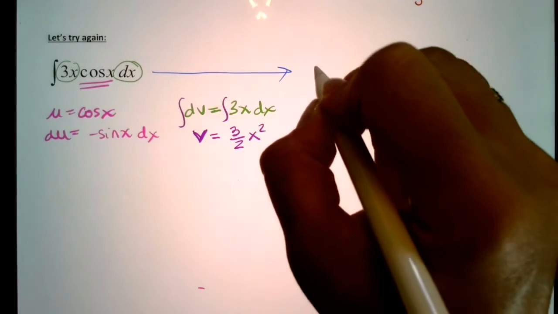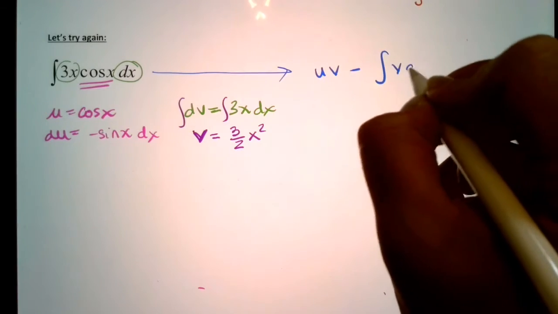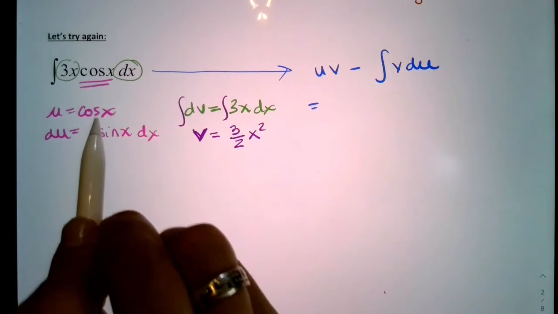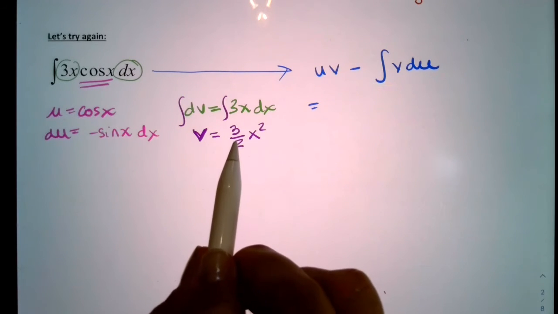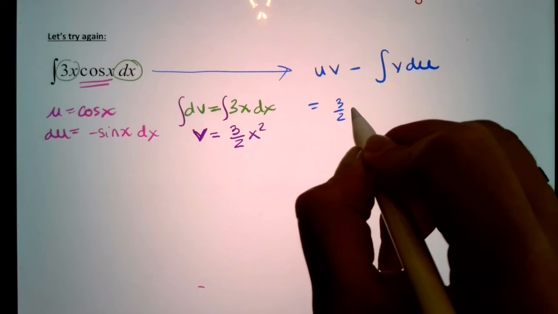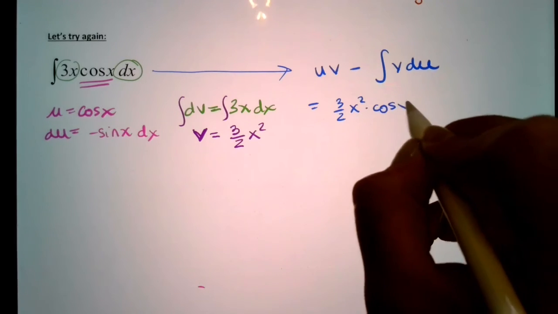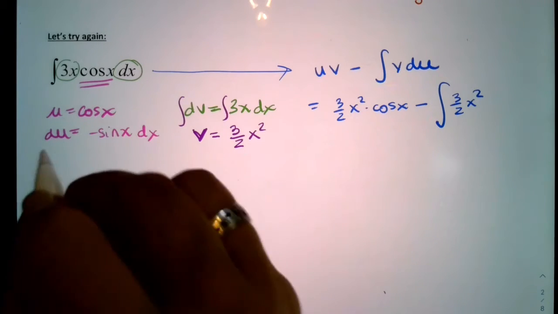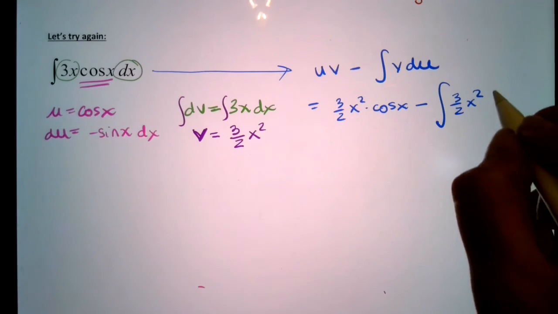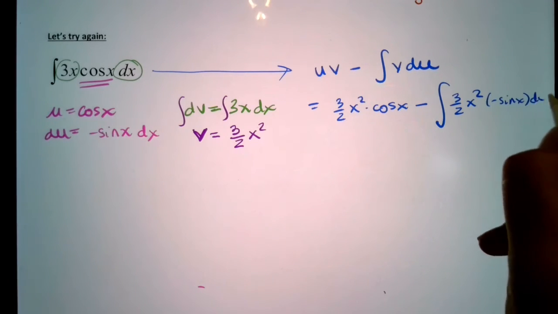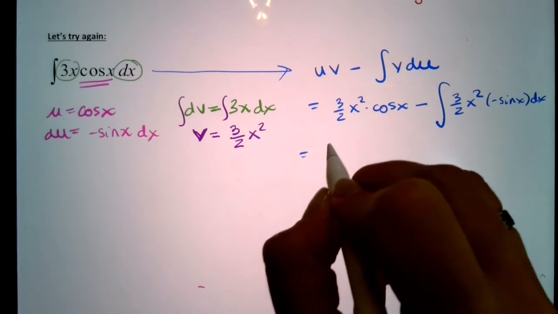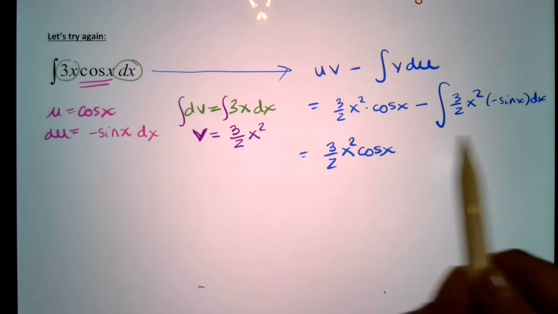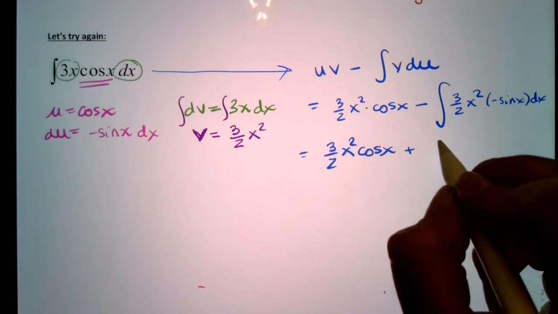Now remember, integration by parts is u times v minus the integral of v du. Let's put it all together here. U times v would be cosine times this polynomial. And I think I'll write it like that. 3 halves x squared times cosine x minus the integral of v du. Okay, negative sine dx. Let me handle that for a second. I always like to get rid of all my negative problems up front. I have a minus on the integral and a negative on the inside. I'm going to change that to a positive.